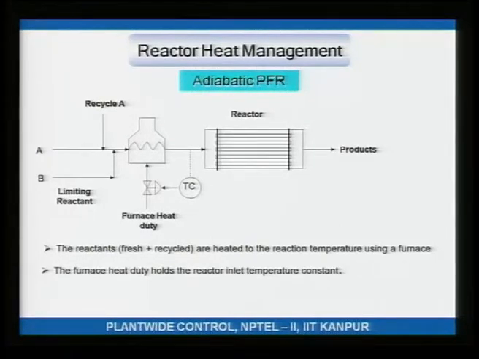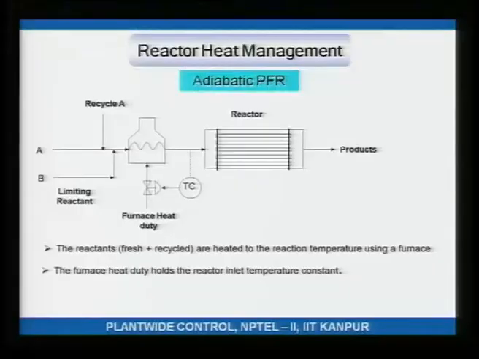So, let us say B is the limiting reactant. The products are separated downstream, you recover the unreacted A, all of the B gets reacted inside the reactor, and the unreacted A is recycled back to the reactor. This mixture of A and B, including recycle A, is heated inside a furnace. The furnace has a furnace heat duty, which is essentially a fuel plus air combination, and this furnace is heating the cold feed plus recycle stream to the reactor inlet temperature.